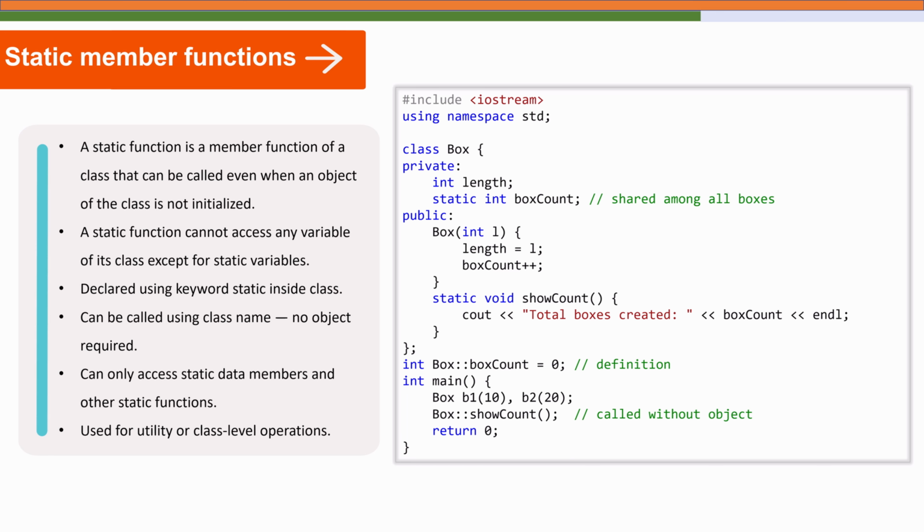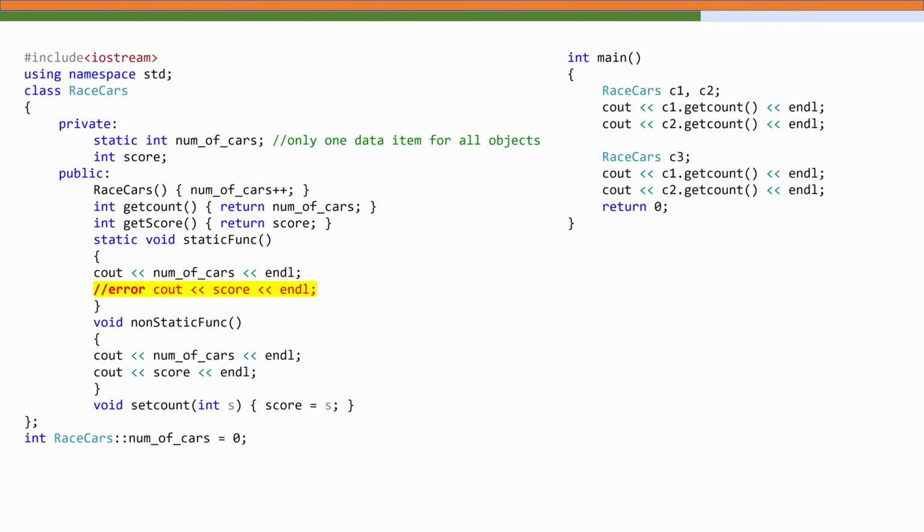Now here's an important rule about static member functions. They can only access static variables of the class. Let's see why. This is because the static function doesn't belong to any specific object, it belongs to the class itself. Since it is not called through an object, it doesn't have access to instance variables. So there is no this pointer available. We will see the this pointer in a moment. Inside a static function, we can only use other static members, not the regular data members of individual objects.